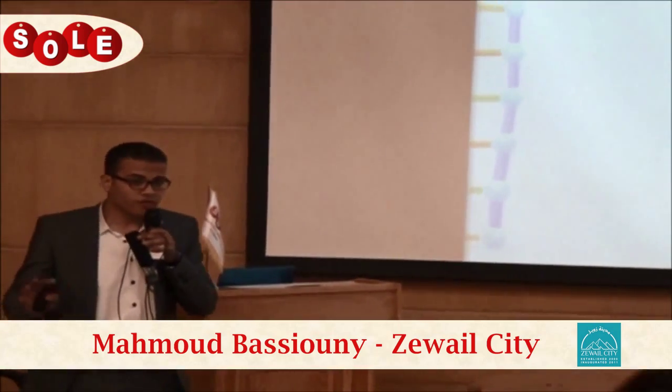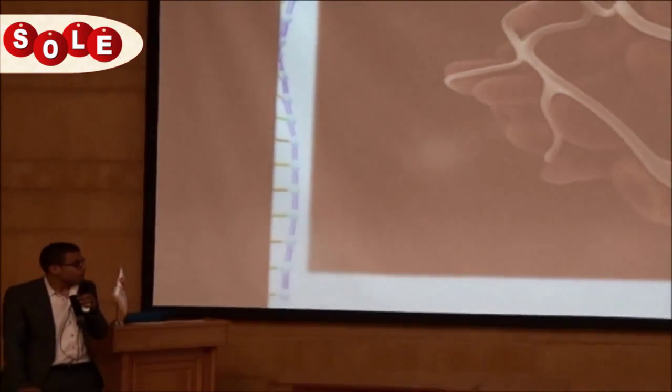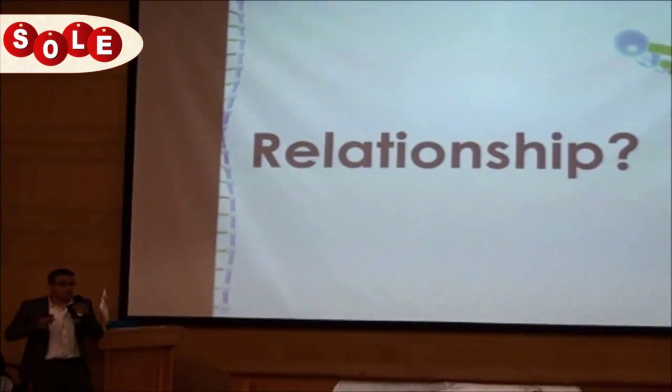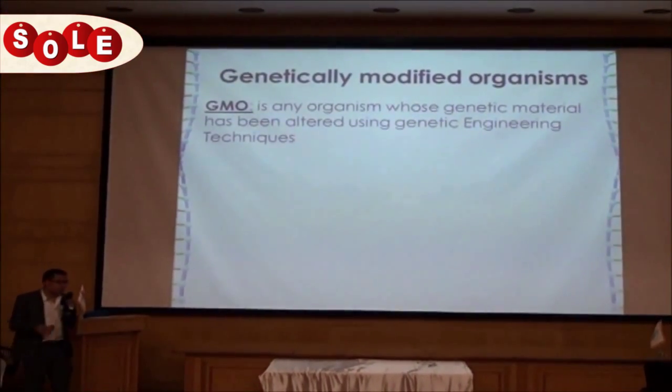In our daily life, we face a lot of words that may attract most of our attention. For example, we have diabetes, hemophilia, golden rice, and dwarfism. But what could be the relation among all of these? Basically, GMOs will help us to discover that.